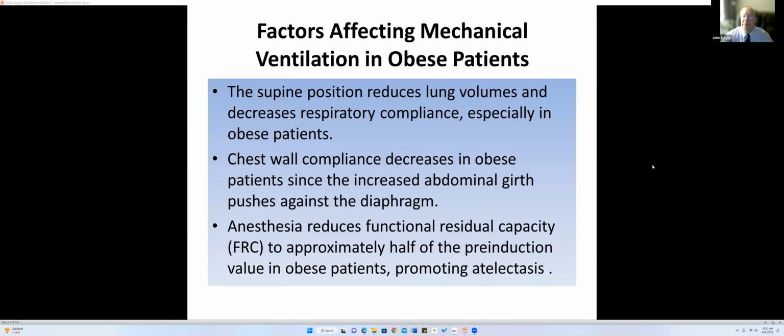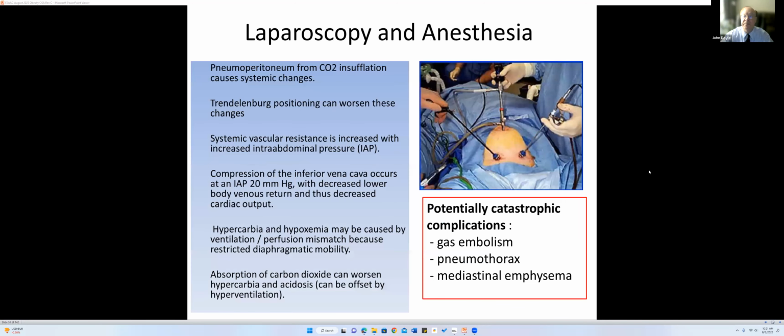So there are many factors affecting mechanical ventilation in obese patients. The supine position reduces lung volumes and decreases respiratory compliance, especially in the obese patient. Chest wall compliance decreases in obese patients since the increased abdominal girth pushes against the diaphragm, and the chest wall, of course, is heavier. Anesthesia reduces the FRC, or functional residual capacity, to approximately half of the pre-induction value in obese patients, promoting the atelectasis we saw on the previous slides.